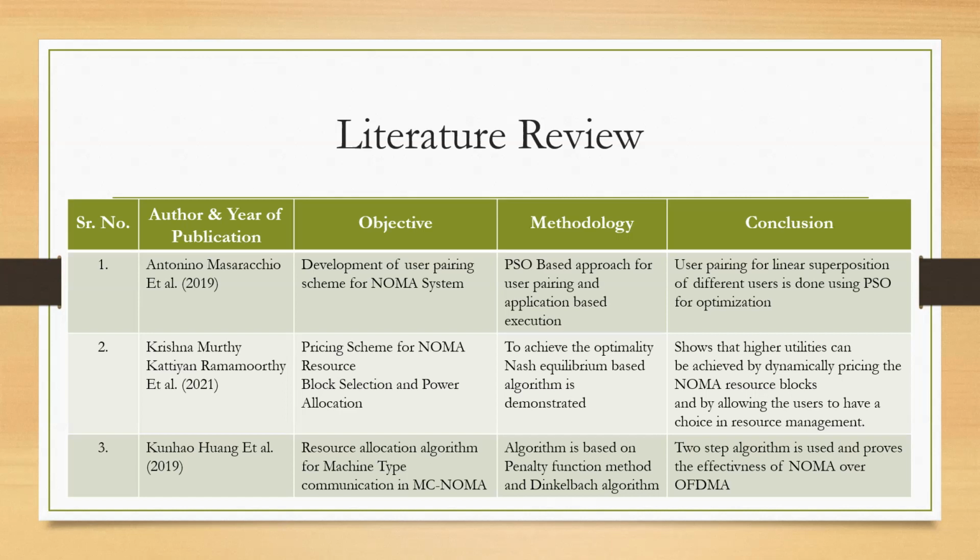In Krishna Murtikatian, they used a pricing scheme for the NOMA resources. They assigned a weight to each of the resources, and accordingly user had to buy these resources in order to use them. The methodology was based on Nash equilibrium, and they achieved higher utility by dynamically pricing each of the users.